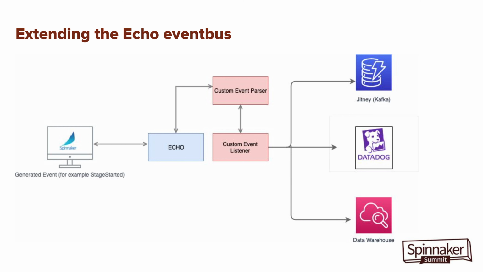So what happens, for example, there's an event, stage started. Someone kicked off a stage that comes into Echo. We have a custom parser for that event that then generates a new event. We can say, hey, this was a OneTouch deploy stage. Someone deployed to staging. So we parse the existing Echo event and convert it into our own Airbnb internal event, and then we fan it out. We have a service that we call Jitney. Jitney is a message bus. It's basically Kafka.